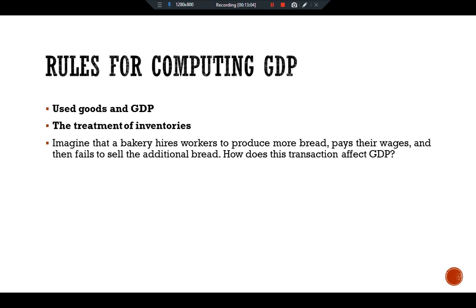It does not alter or change GDP. Now suppose that instead the bread is put into inventory to be sold later. In this case, the transaction is treated differently.